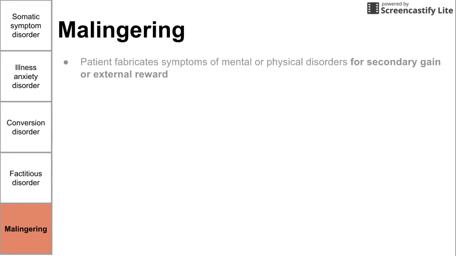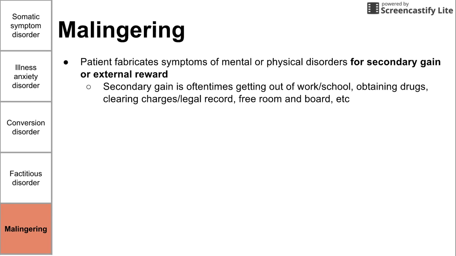Lastly is malingering. Malingering is when a patient fabricates symptoms of mental or physical disorders for a secondary gain or an external reward. So in malingering, the patient is not interested in playing the patient. They are not interested in being in the sick role. They're interested in benefits that come with being in the sick role, such as insurance benefits, getting out of work, getting drugs. Secondary gain is oftentimes getting out of work, school, obtaining drugs, clearing legal charges like pleading insanity, clearing their legal record, or getting free room and board, things like that. There's a secondary gain, an external reward to being sick.